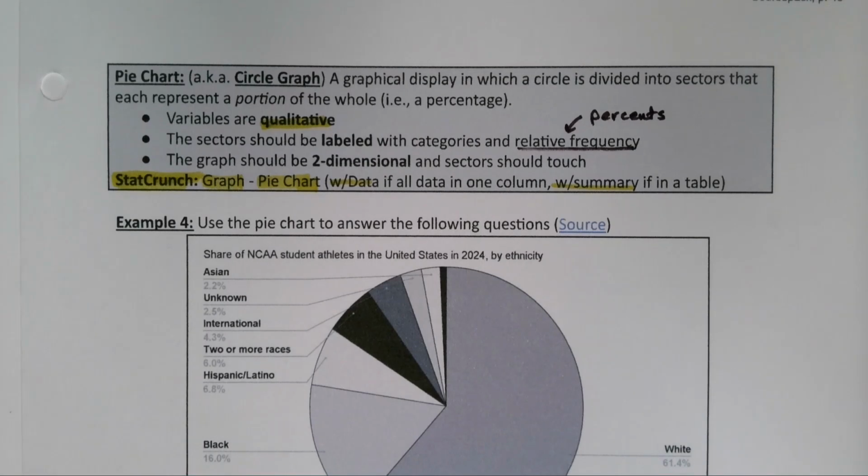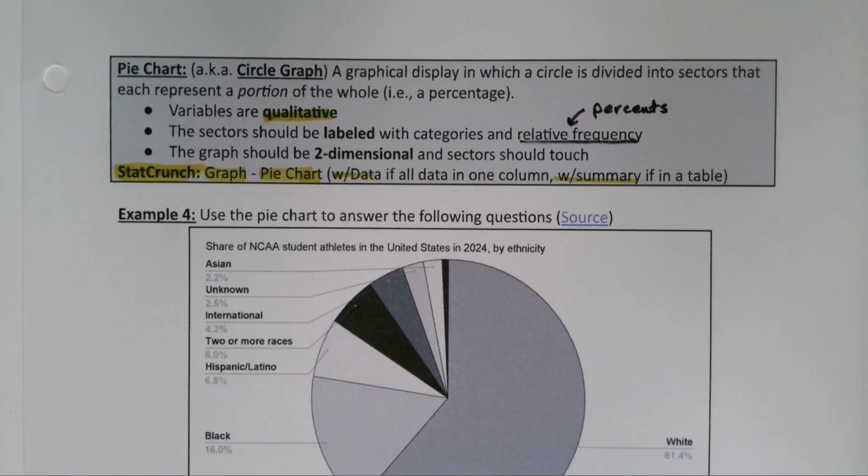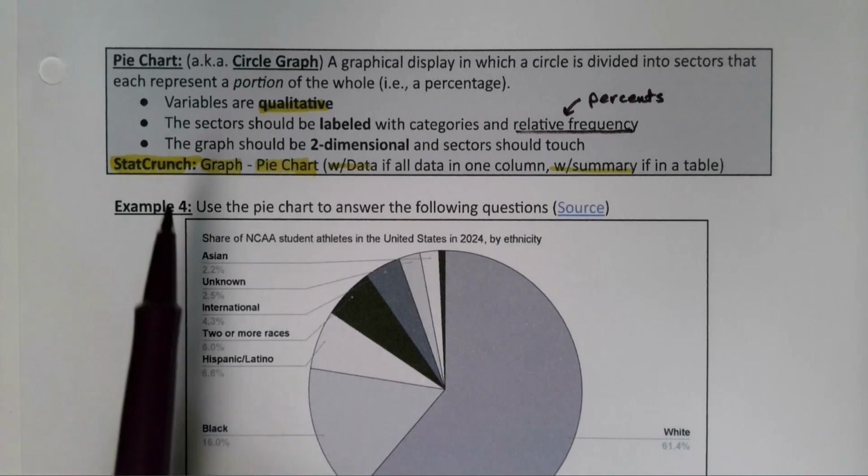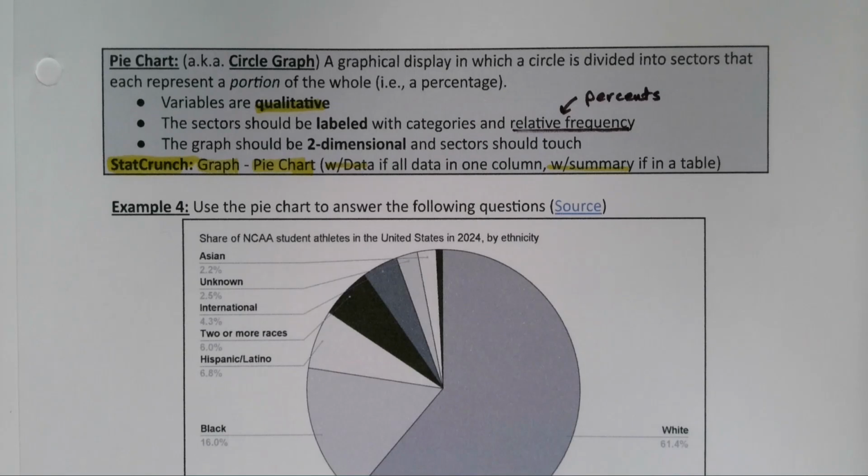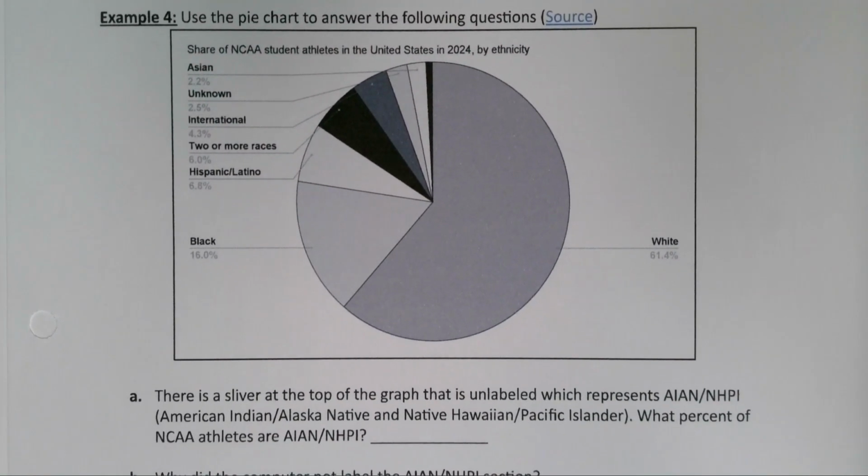The graph should be two-dimensional. It should be flat. They should not have three-dimensional graphs. And if you're making these in StatCrunch, it's pretty straightforward. It's just graph and then pie chart. Okay, so let's look at this pie chart.